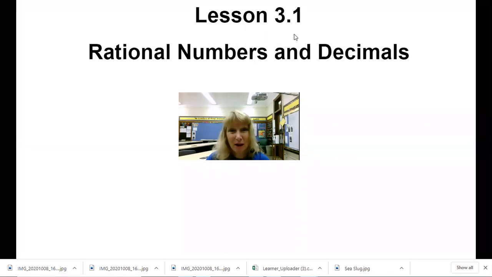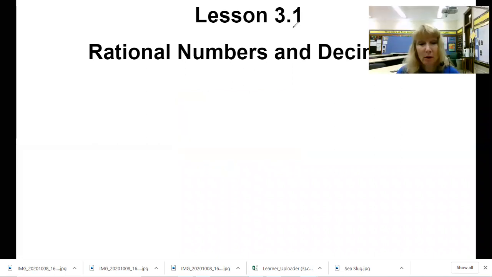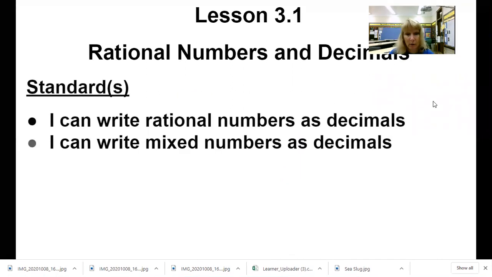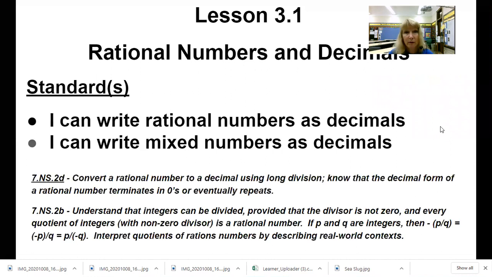Good morning. Today's lesson is lesson 3.1. We're going to be talking about rational numbers and decimals. So I'm going to move myself over here and maybe shrink myself down just a little bit so you can see. Our objectives today are: I can write rational numbers as decimals, and I can write mixed numbers as decimals. We're working from 7NS2D and 7NS2B.